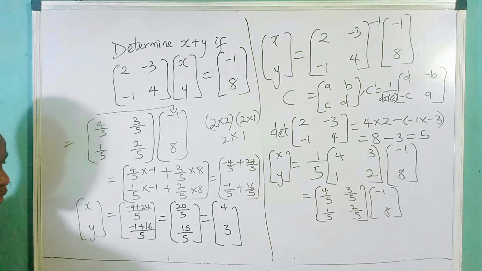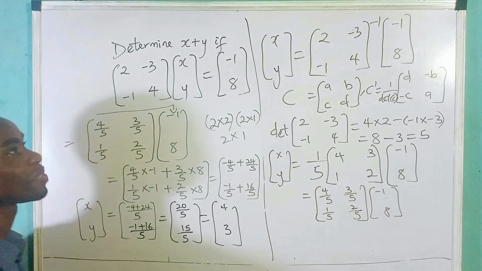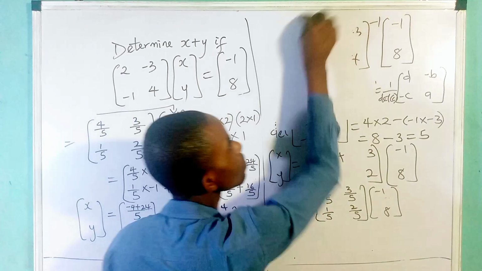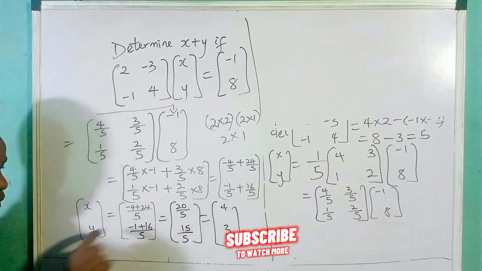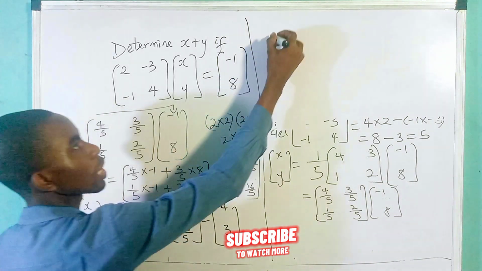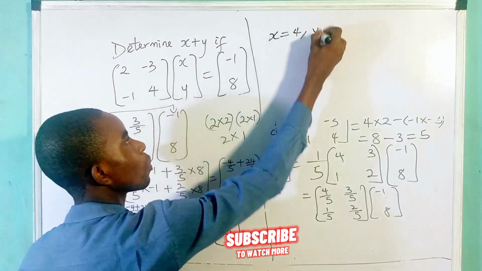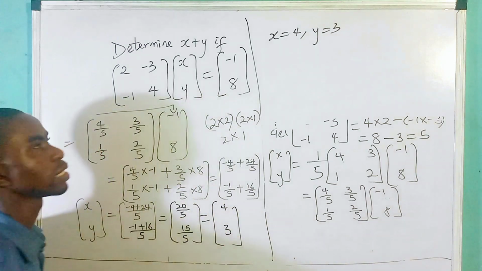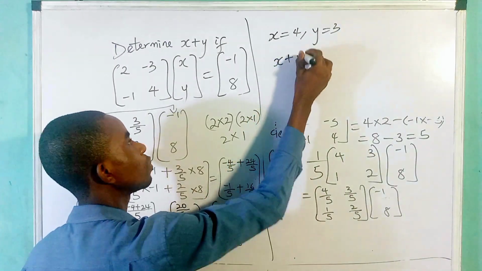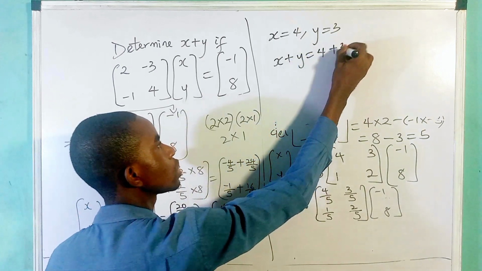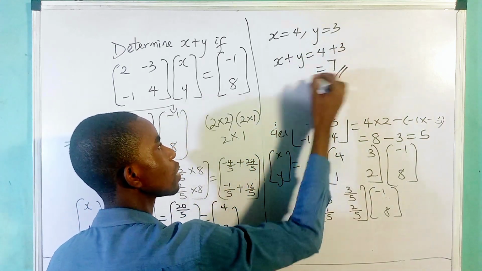So from this, you can discover that x is equal to 4 and y equals to 3. I can say x equals 4, y equals 3. And the question says we should determine x plus y. So it means that x plus y will be equal to 4 plus 3, which is equal to 7.